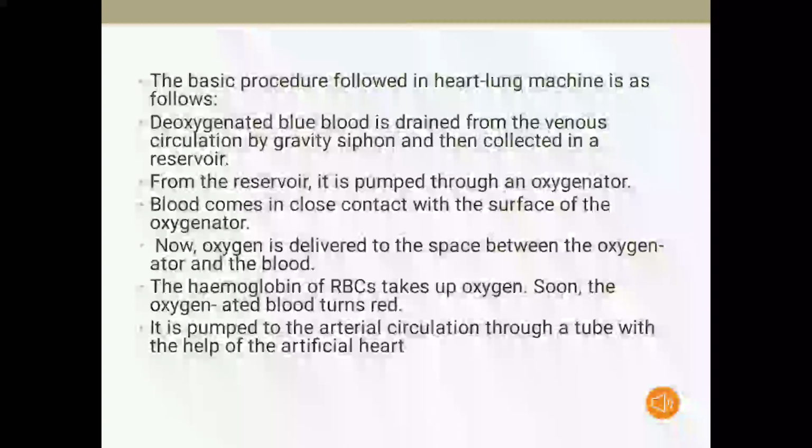Here, blood comes in contact with the surface of the oxygenator, and in between the oxygenator and the blood, oxygen is delivered to the space in between. And then the oxygen would be taken up by the RBC so that the deoxygenated blue blood would turn to red. Then it is pumped back to arterial circulation with the help of an artificial heart.